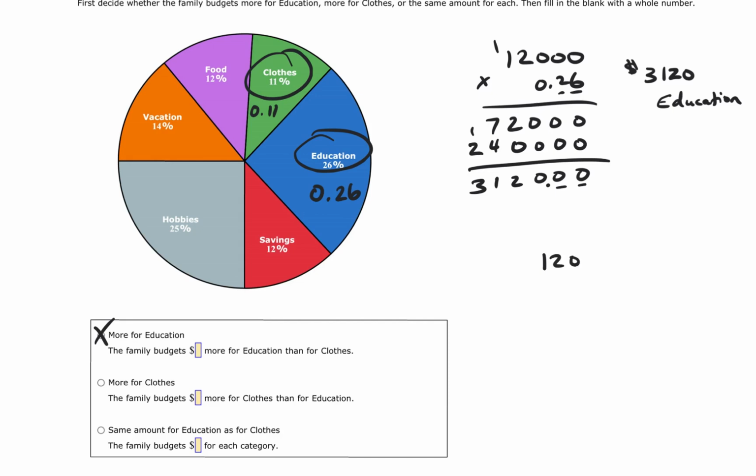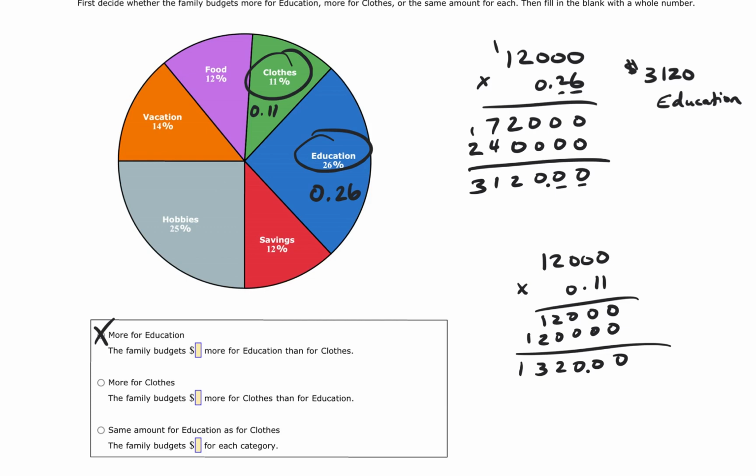And now the same thing for clothes. At least this one will be an easy multiplication problem. Let me make sure I lined everything up right. 2 digits after the decimal point, so $1,320 for clothes. Now we want to know what is the difference between the two. And we have $1,800 more for education than clothes.